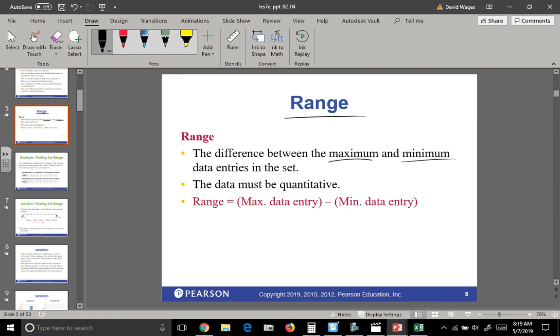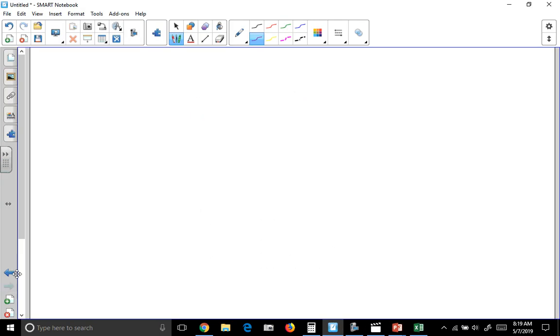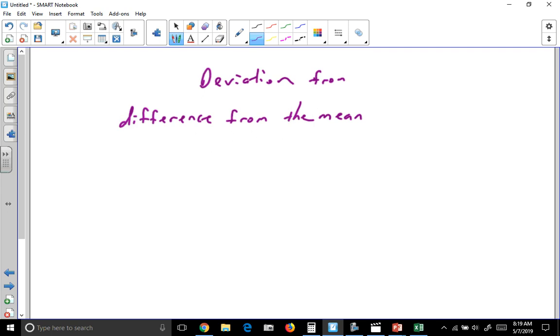Another measure that we use is deviation. Deviation is the difference from the mean. Sometimes you'll refer to this as a deviation from the mean.